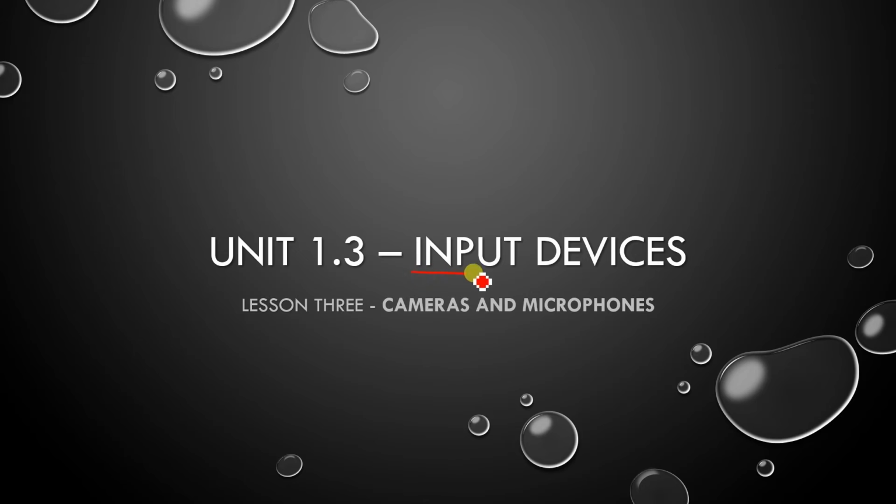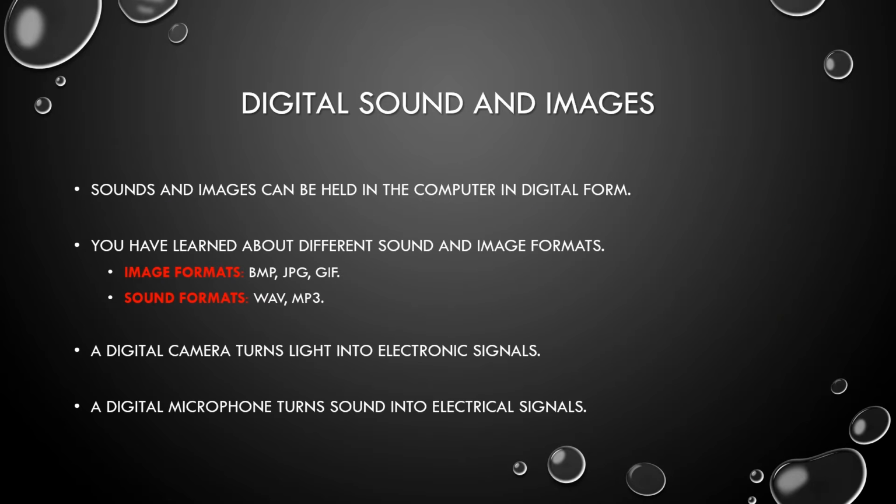In this video we're continuing with input devices and we're going to focus on cameras and microphones. Images and sound can be held on computers. The fact we're holding them on computers suggests that they are stored in a digital form. The issue is life is not digital, it is analog. Sound is analog, the things you see are not digital.